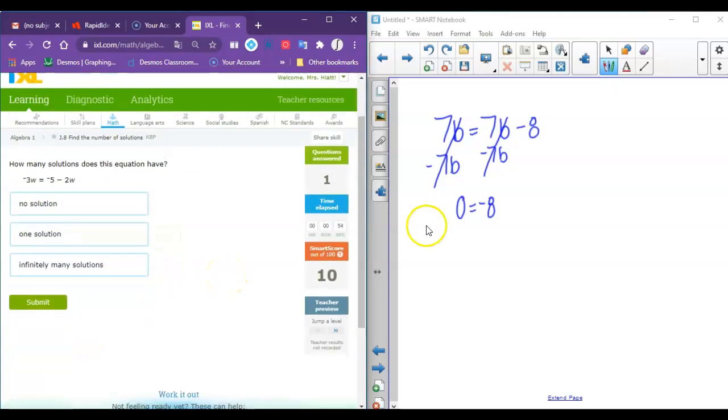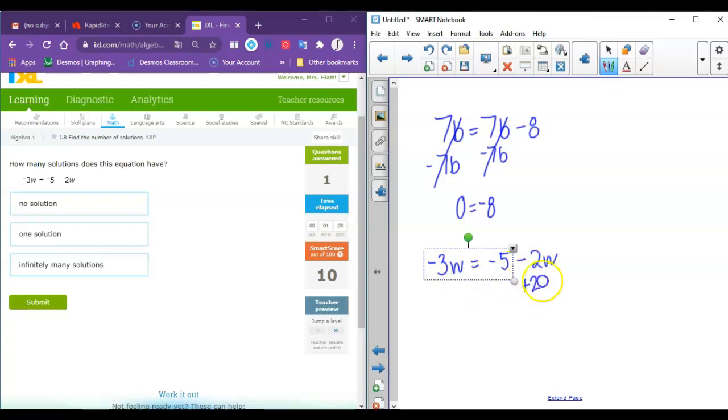Okay, here is another example. I've got negative 3w equals negative 5 minus 2w. So if I'm going to solve this, I would move one of these w's. I'm going to choose to add that 2w over here to the left-hand side. And negative 3 plus 2 is negative 1, so I'm going to get negative w equals negative 5. And then to get rid of that negative, I could divide both sides by negative 1, and w equals 5.